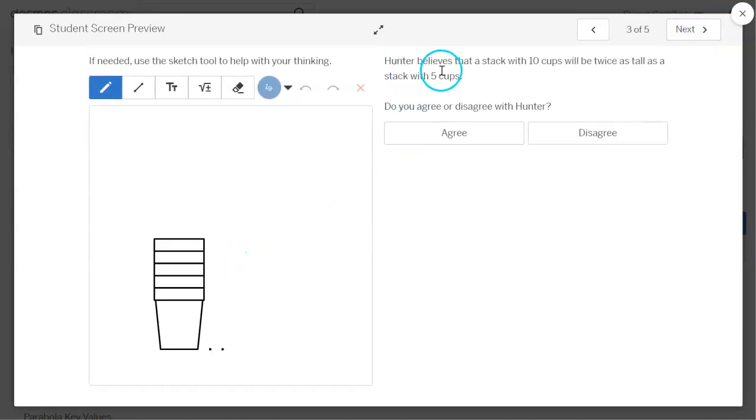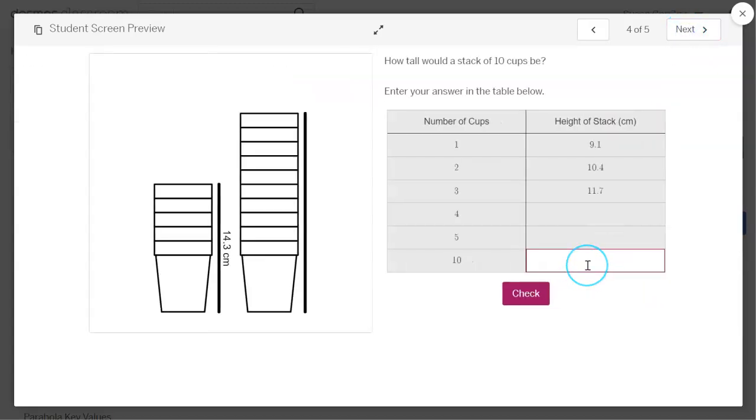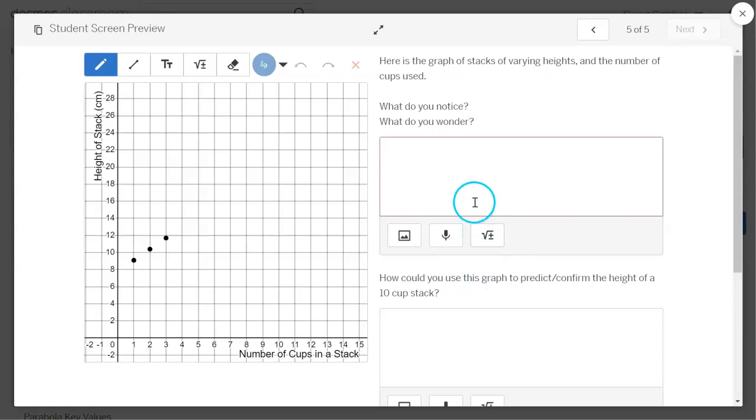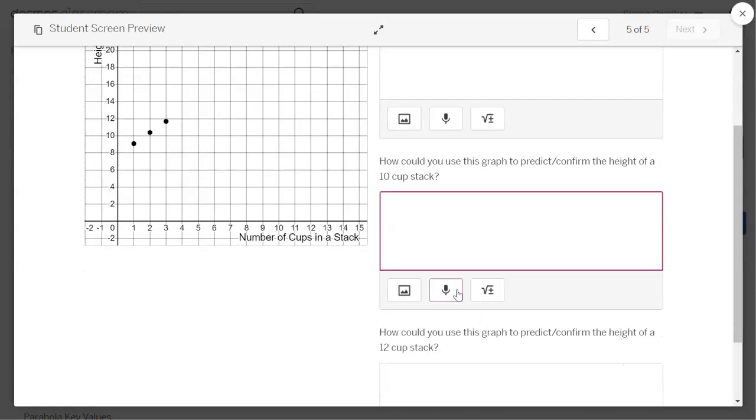And then here they're going to talk about stacking 10 cups. And will it be twice as tall as 5 cups? Agree or disagree? And then they'll have to justify their answer. And then finally they need to give the height of 10 cups. These answers should already be in here from the previous screen. And then they can check their answer. And then finally the graph. And then how could you use this graph to get 10 cups?